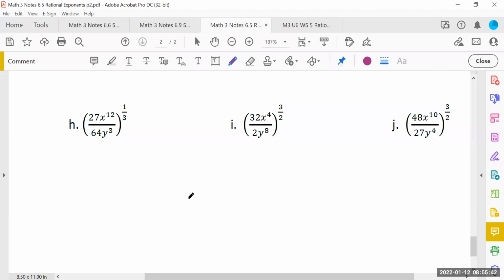So for letter H here, you could write the 27 and 64 as something to a power. So if you do that, you could change this, make it 3 to the third power, 3 to the third power, x to the 12th power.